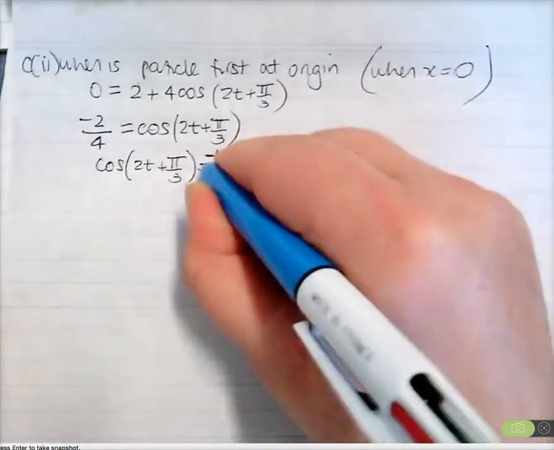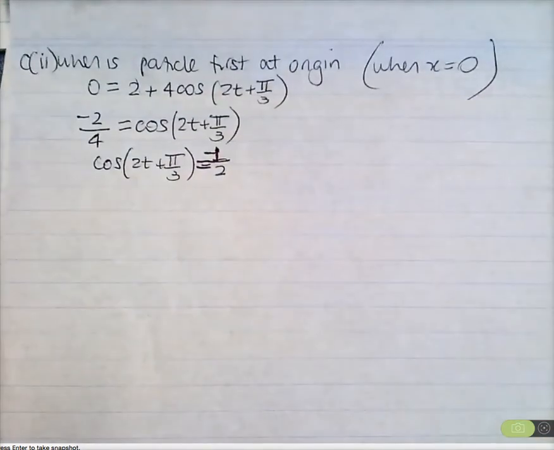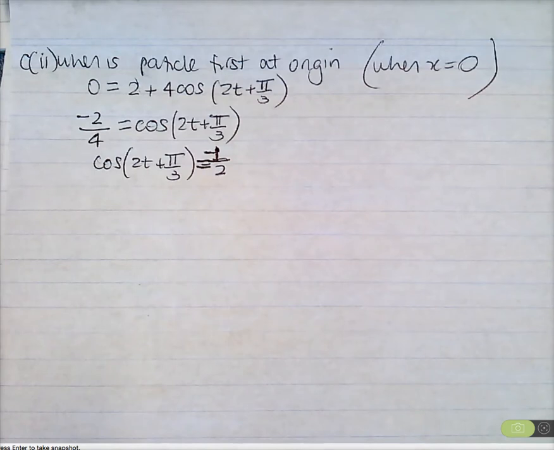Can you read that? That's negative a half. So what do I write? Quadrants what and what? 2 and 3. Quadrants 2 and 3.